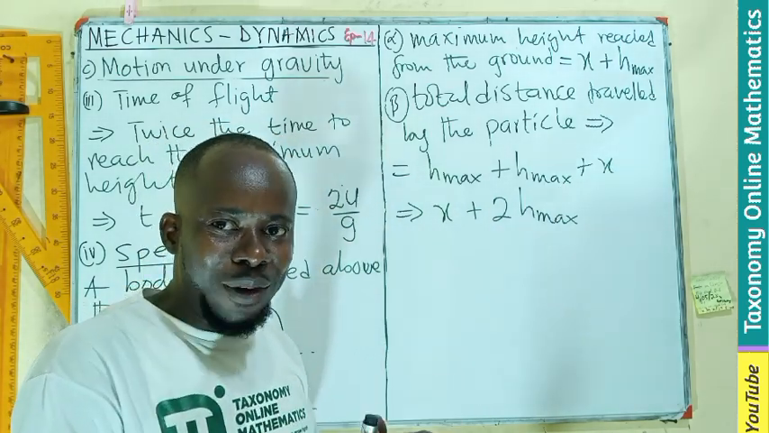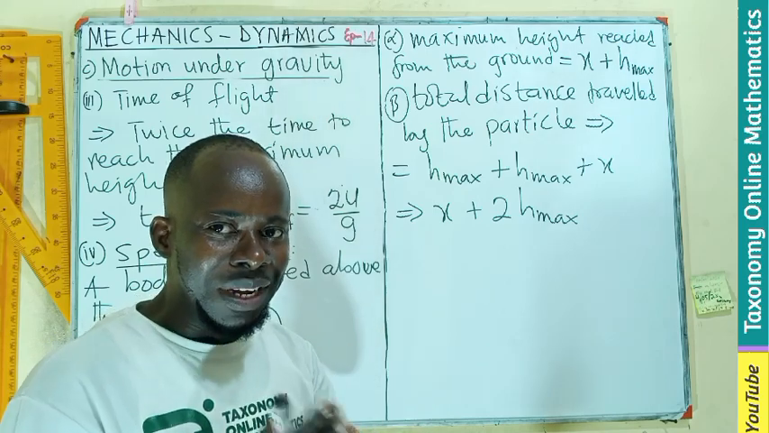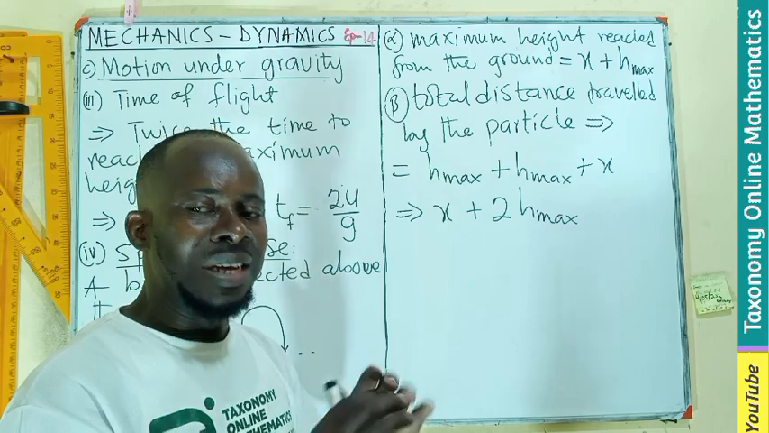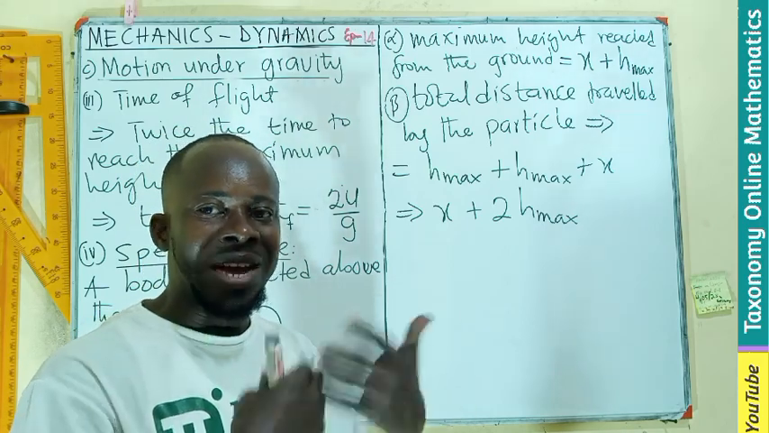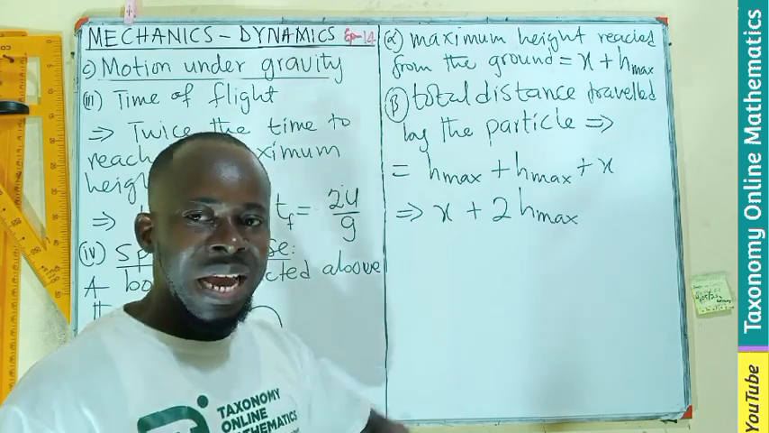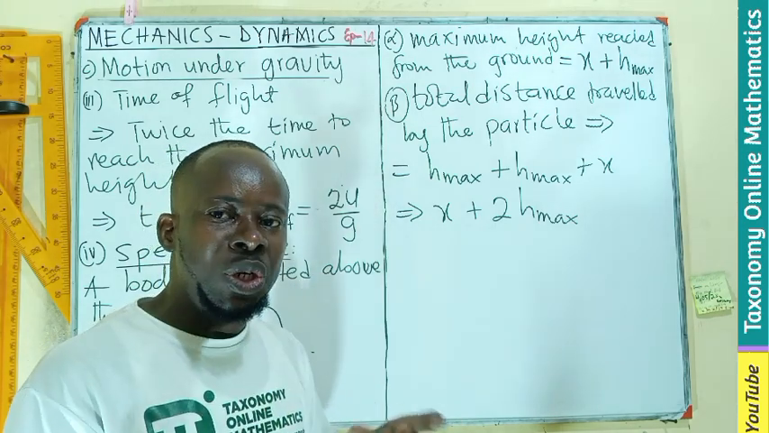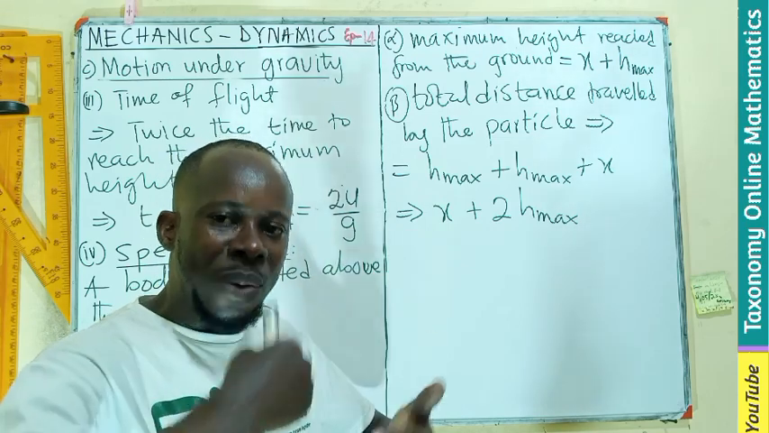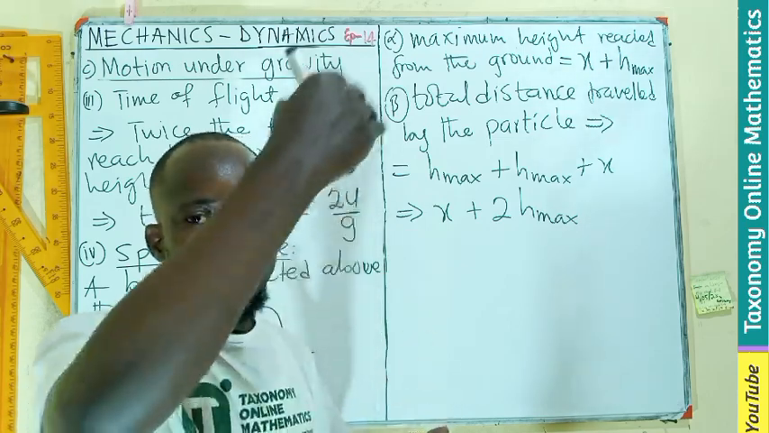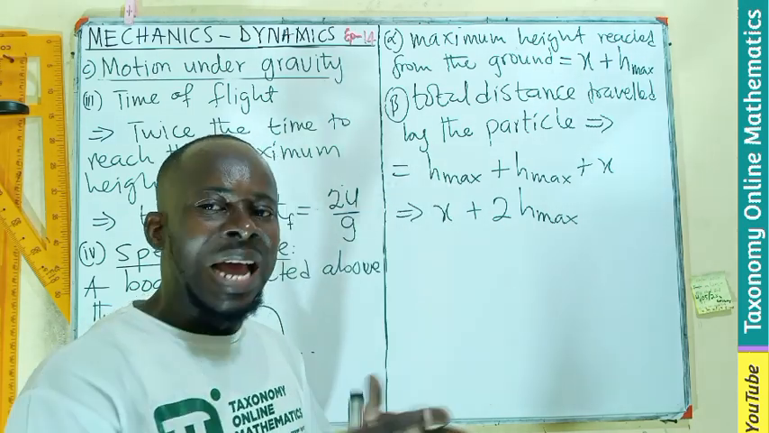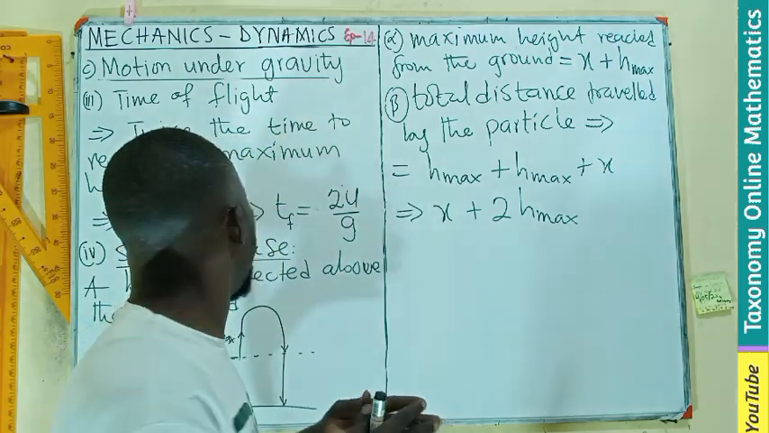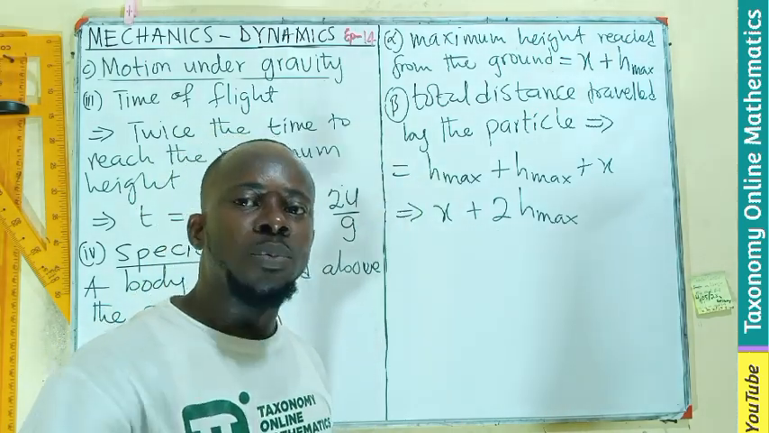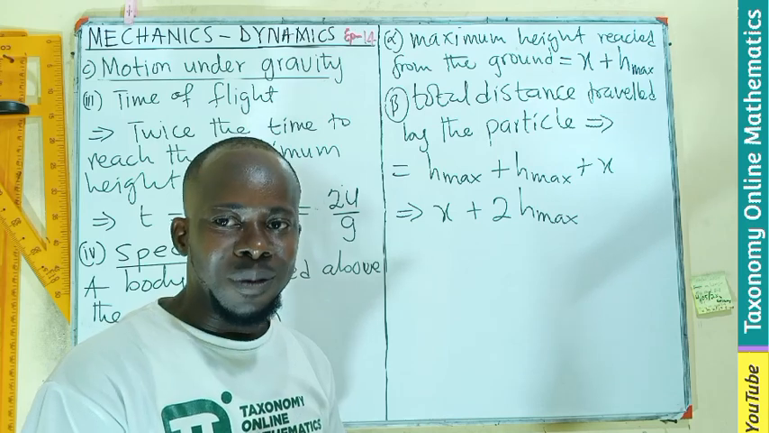I'm sure the concept of what I'm trying to drive into this episode is understood by you. Right from the motion under gravity, how we are able to identify the gravity as positive and negative, how the equations of motion change from negative to positive, and under upward movement, how we can find the time it will take to reach the maximum height, then how we can also find the time of flight, then finally the special case when the body is projected above the ground.